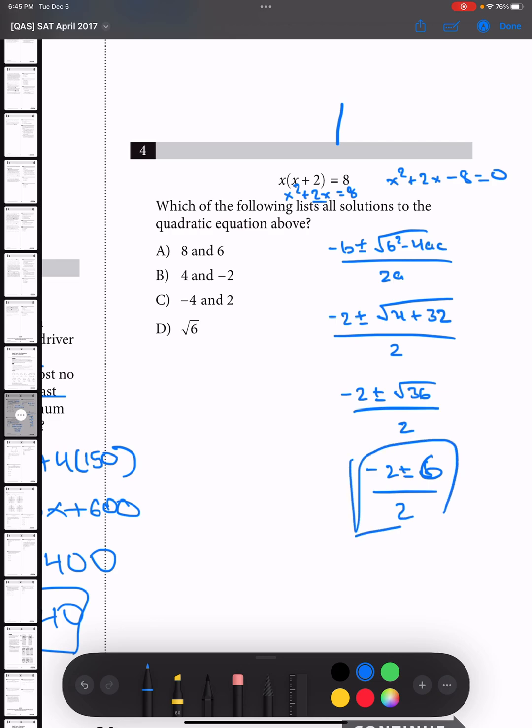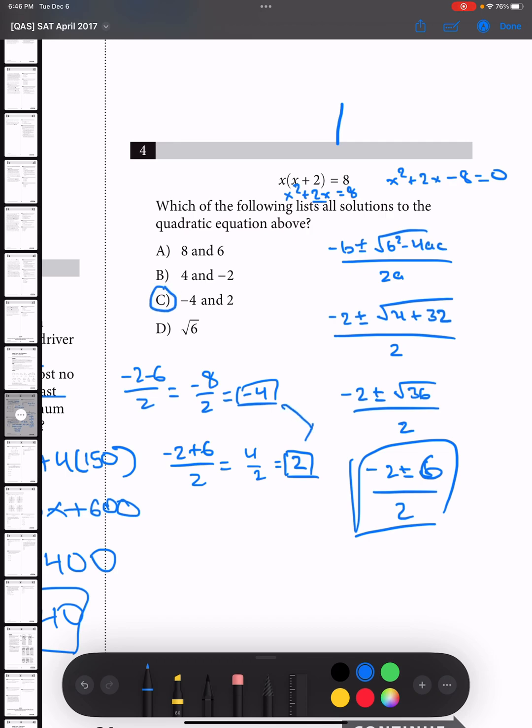So we have this, and now we're just going to do minus and plus for both. So minus 2 minus 6 over 2 is equal to minus 8 over 2, which is equal to minus 4. And minus 2 plus 6 over 2 is equal to 4 over 2, which is equal to 2. That means that these are both of our solutions, and our answer is C.